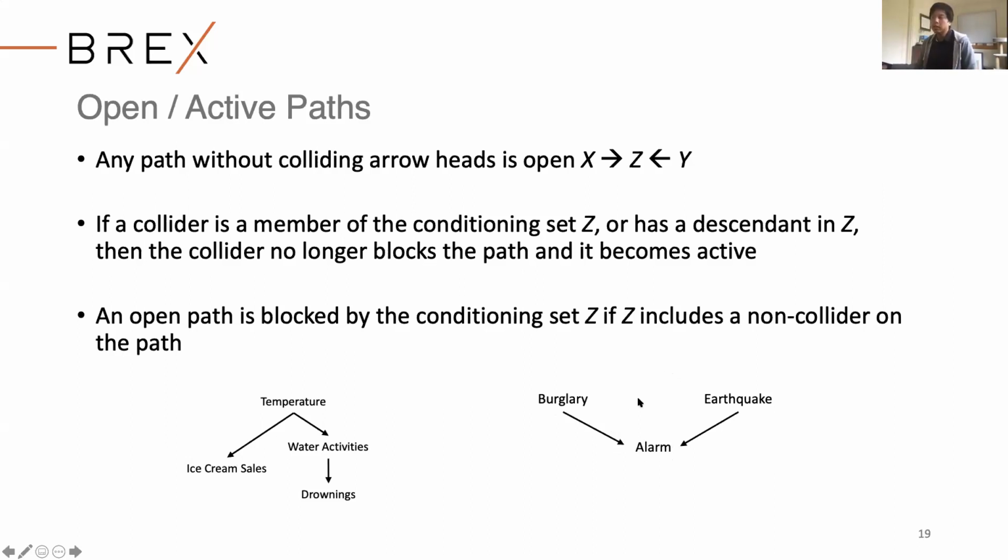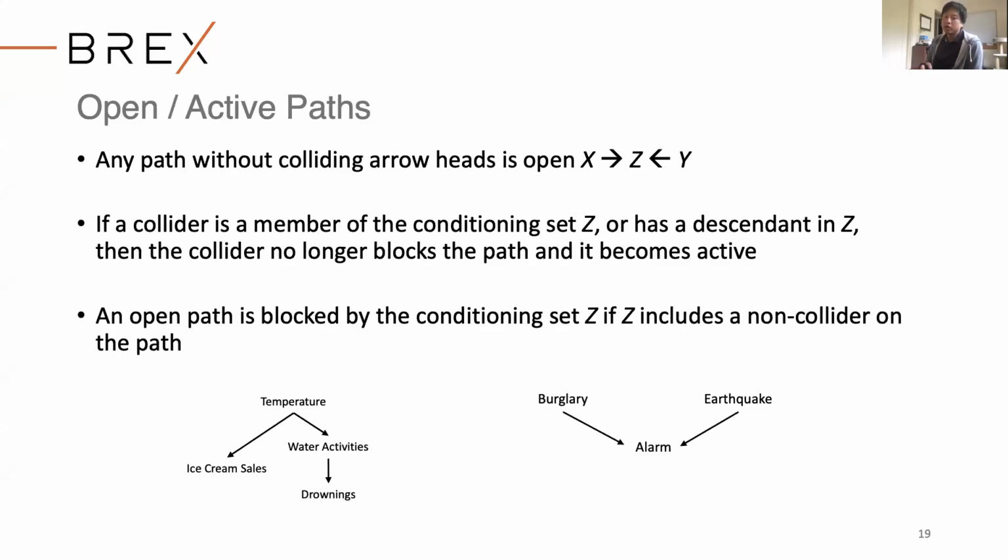And what you'll see is that if you condition on alarm, on a collider, it will actually generate correlation between the things on each side of the collider. So if you think about this, let's say I know the alarm went off. If the alarm goes off and I know there was a burglary, it decreases the probability that there was an earthquake. It essentially explains it away.